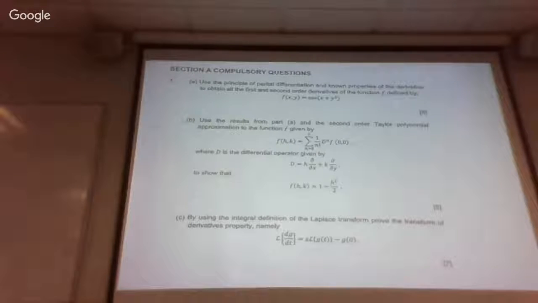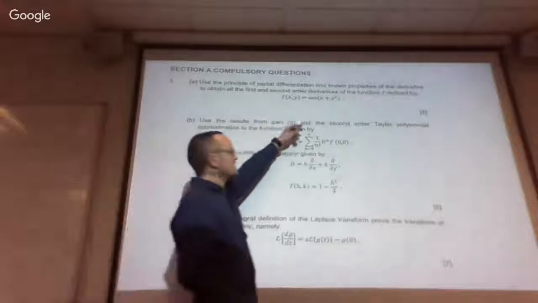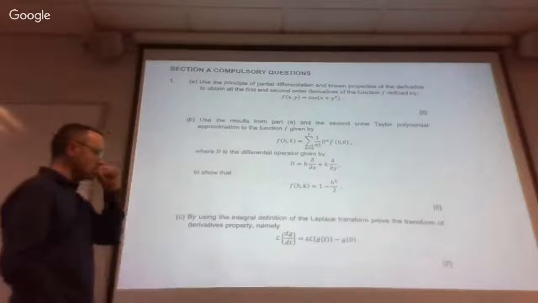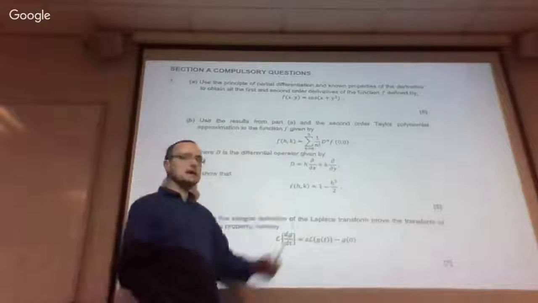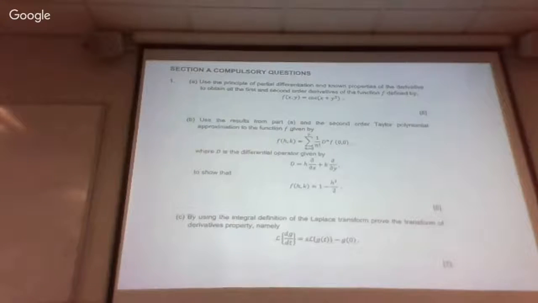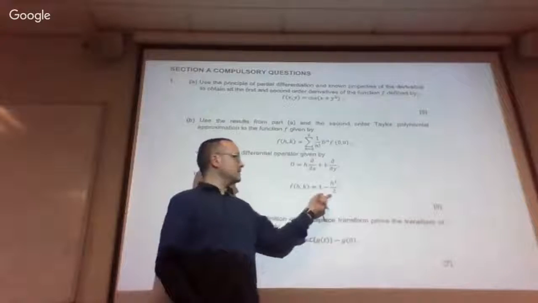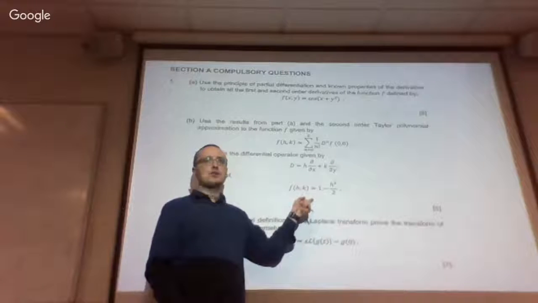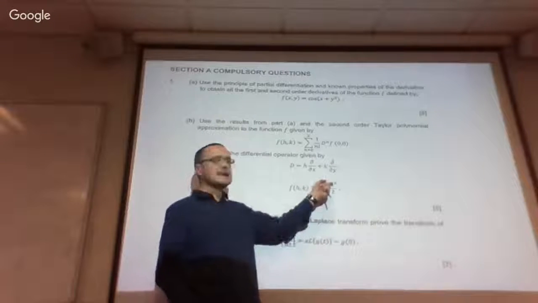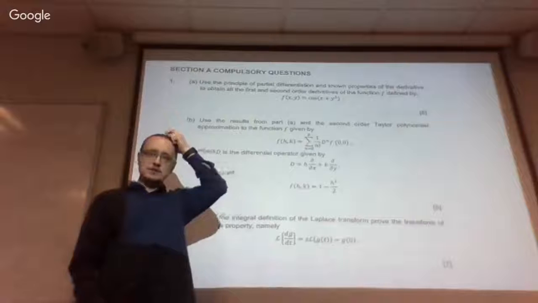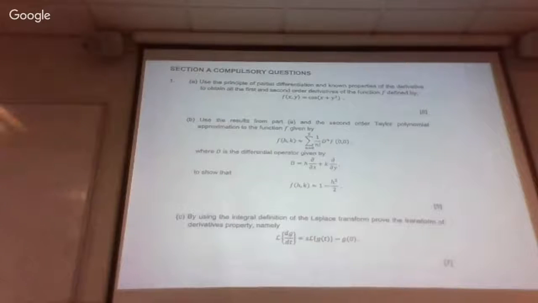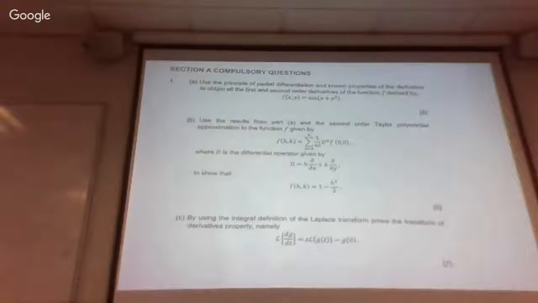Then B makes use of the results from part A, and this is about 2-variable Taylor polynomial approximations. So this function, cosine of x plus y squared, you evaluate that at h and k, at least for small h and k, for points close to the origin. Part B claims that it has this simple polynomial approximation, that it's approximately 1 minus h squared over 2. That's a fairly typical looking small order Taylor polynomial approximation.